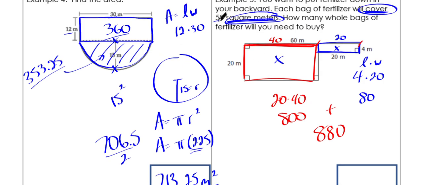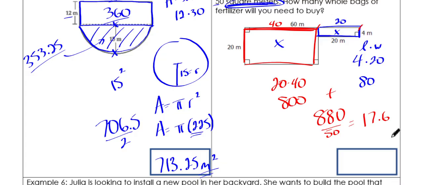I want to figure out how many bags I'm going to need to cover that entire shape. So I'm going to divide that by 50 and find out that it would take 17.6 bags. That's not going to cover it though. I'm not going to get 17 bags because that's going to have a little bit left over. So I need 18 bags.